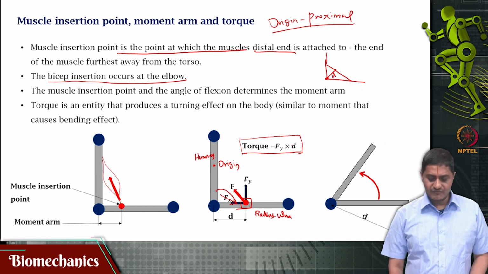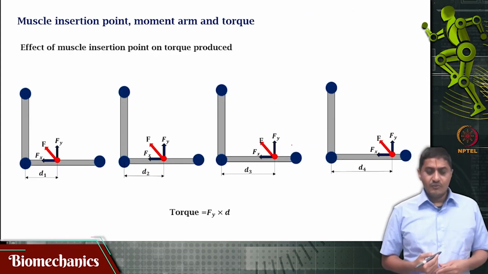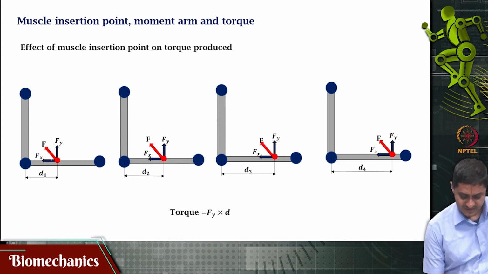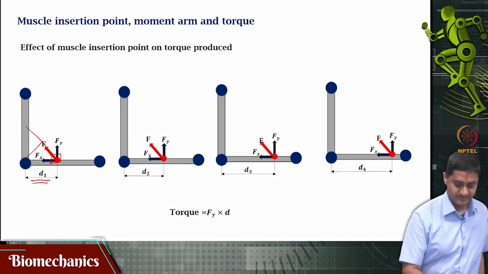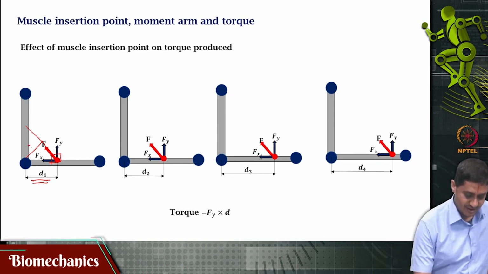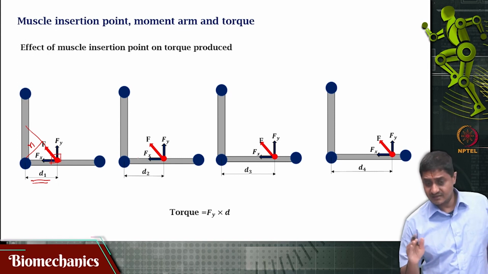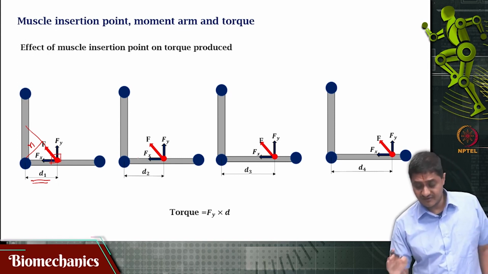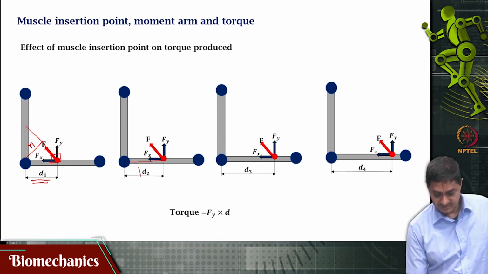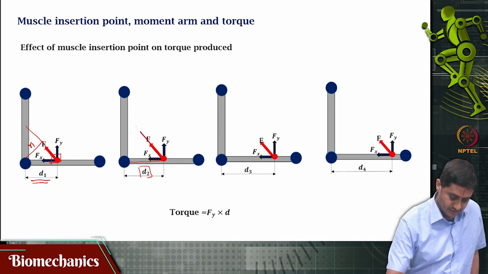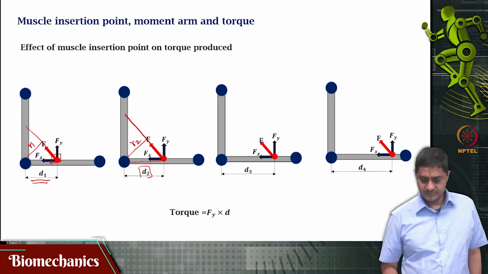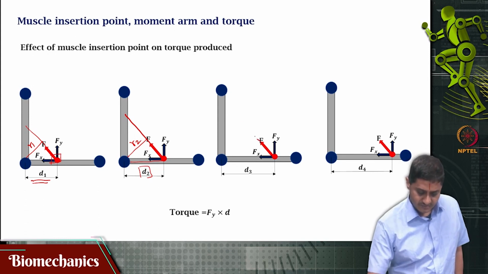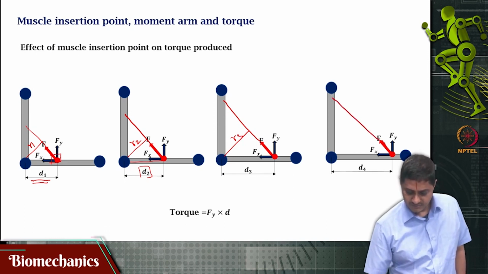Let us consider some configurations that would change this. What happens when the insertion is close to the elbow, in this case close to the axis? This is the line of action of force and this is the moment arm, which I am going to call R1. Suppose the attachment or the insertion is happening farther away at that point, that is the distance, and that is the line of action of force and that is the moment arm, which I am going to call R2. Likewise, suppose it is even farther away, this is R3, and even more away, this is R4.